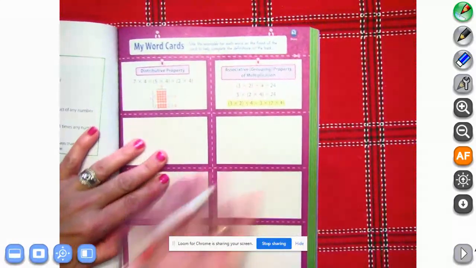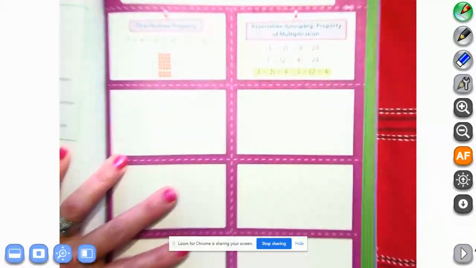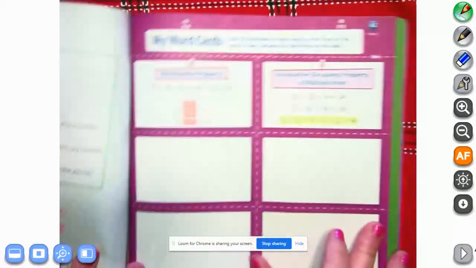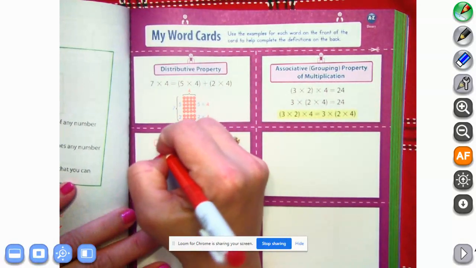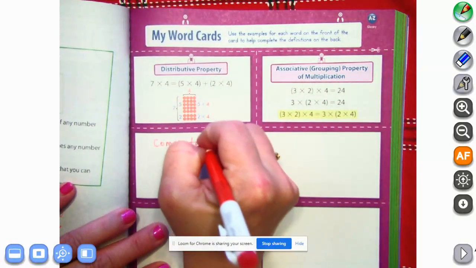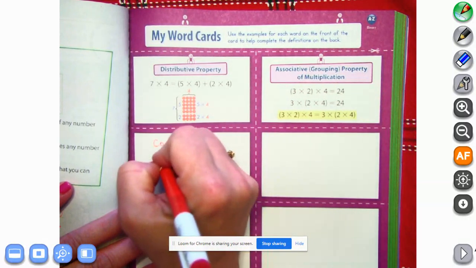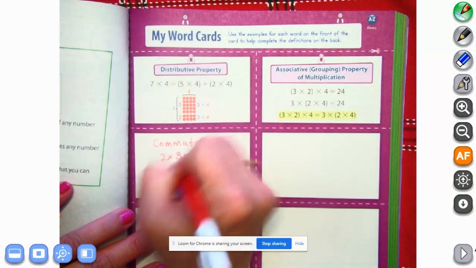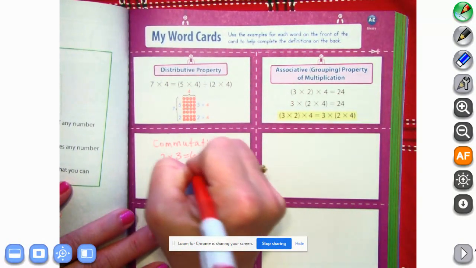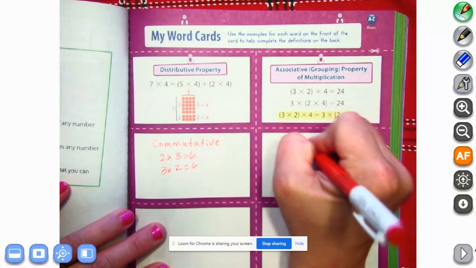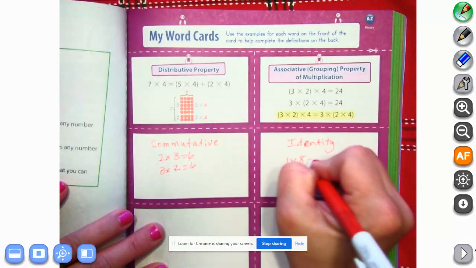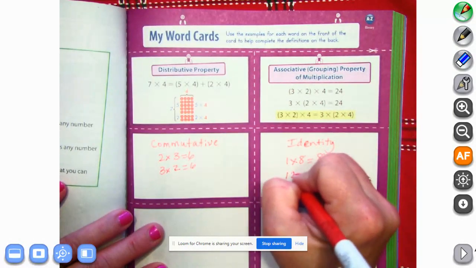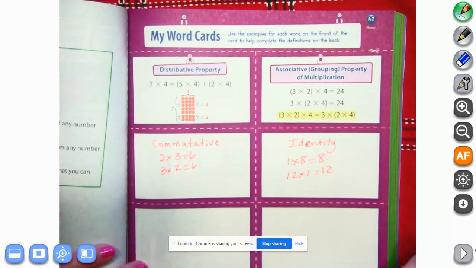All right, come back, and we're gonna look at the vocabulary that we're gonna be talking about for topic 3. So we've talked about the commutative property, where 2 times 3 equals 6 and 3 times 2 equals 6. We have the identity property, where 1 times 8 equals 8 and 12 times 1 equals 12.